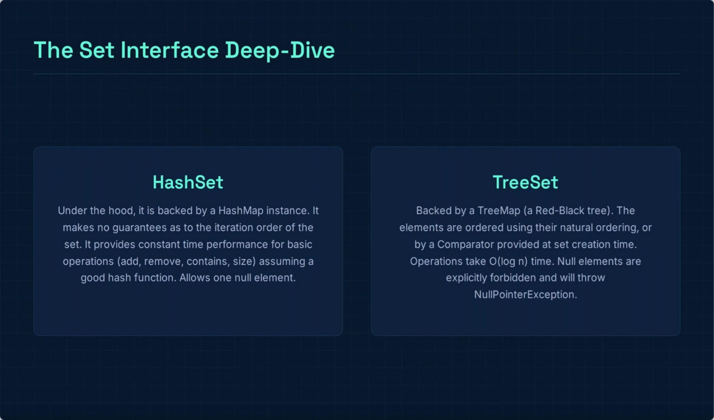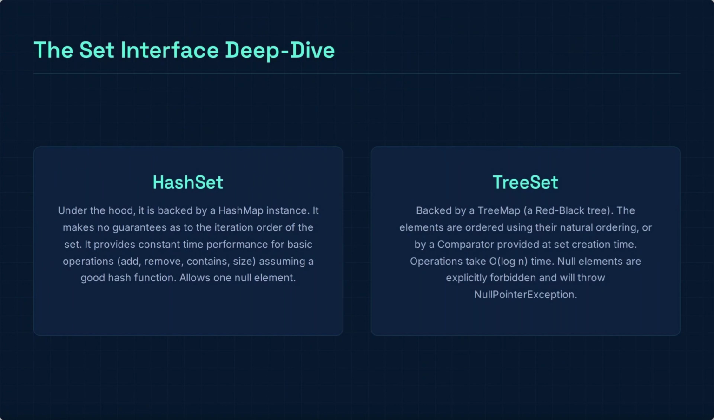Under the hood, a HashSet is actually backed by a HashMap instance. It makes no guarantees as to the iteration order of the set. Assuming a good hash function, it provides constant time performance for basic operations like add, remove, contains, and size. It also allows exactly one null element.